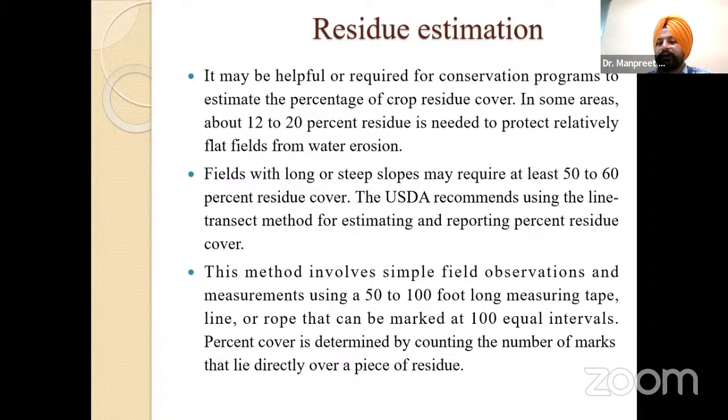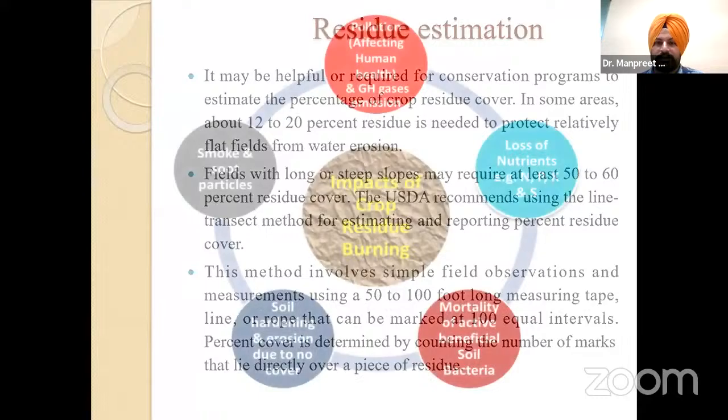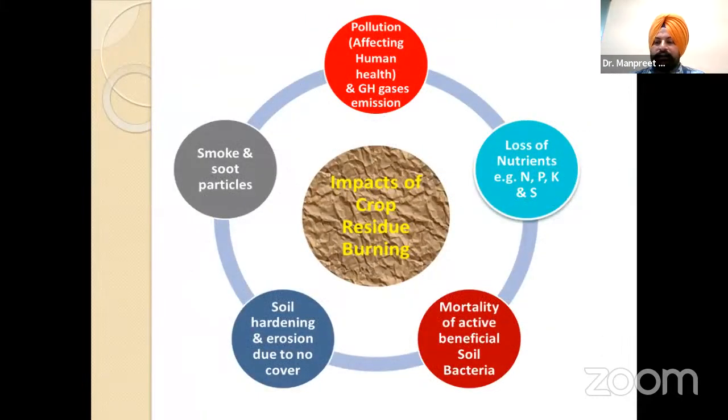यूएसडीए की जो एसोसिएशन है वो रिकमेंड करती है कि using the line transect method for estimating and reporting percent residue cover, लेयर वाइज जो हमने क्रॉप रेजिड्यूज अरेंज किए हैं। Also, this method involves simple field observations and measurements using 50 to 100 foot long measuring tapes. मेजरिंग टेप्स यूज करके, लाइन यूज करके हम फील्ड मेजरमेंट्स ले सकते हैं। उस हिसाब से हमने कितना क्रॉप रेजिड्यू रखना है या कितना एरिया कवर करना है या कितने परसेंट ऑफ क्रॉप रेजिड्यू सॉइल सरफेस पे होना चाहिए, वो हम कैलकुलेट कर सकते हैं। जैसे कि मैंने बात करी थी कि क्रॉप रेजिड्यू मैनेजमेंट की जरूरत क्यों पड़ी या क्यों इतनी आज बात की जाती है, क्यों?